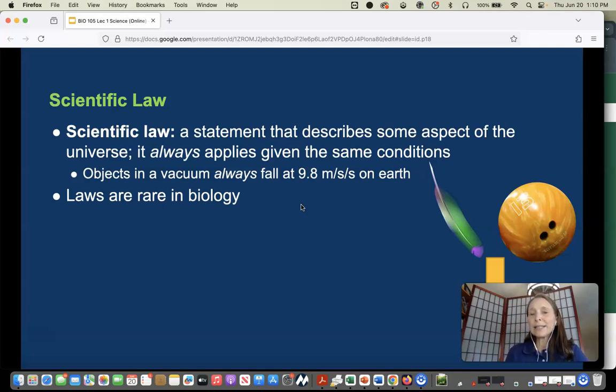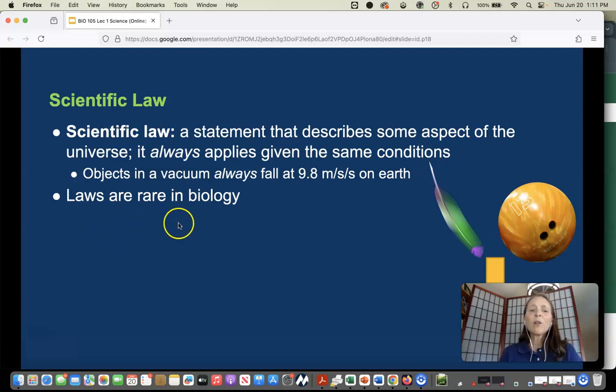A scientific law is a statement. It's different than a scientific theory. A scientific law is actually just a statement that describes some aspect of the universe, and it always applies given the same conditions. And this rarely is the case. We rarely find these laws in biology. We mostly find them in physics. So, for example, a scientific law would be that objects in a vacuum always fall at 9.8 meters per second squared on Earth, okay? And that's true for everything. Any object that you put in a vacuum will always have this outcome. Always, okay? And so that is a scientific law.